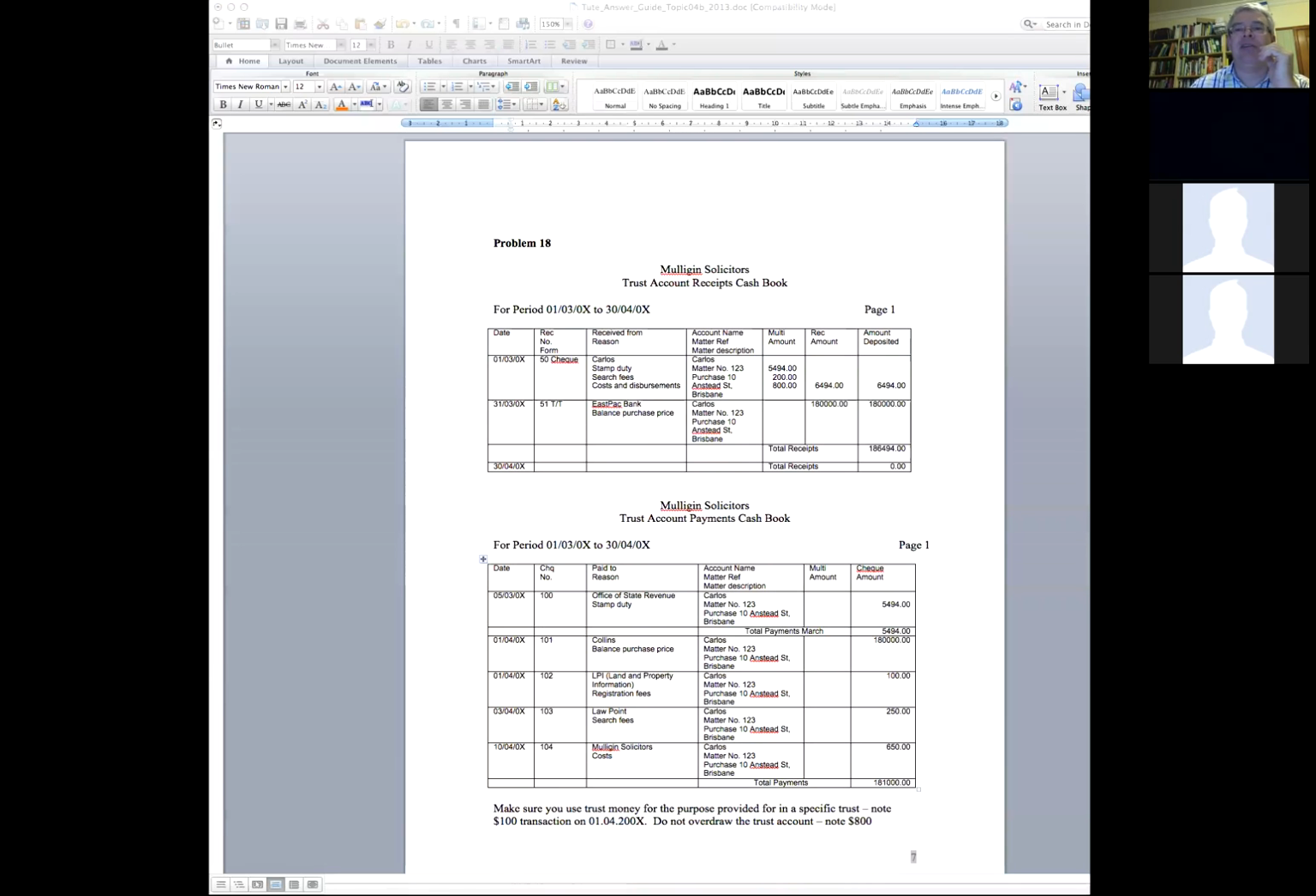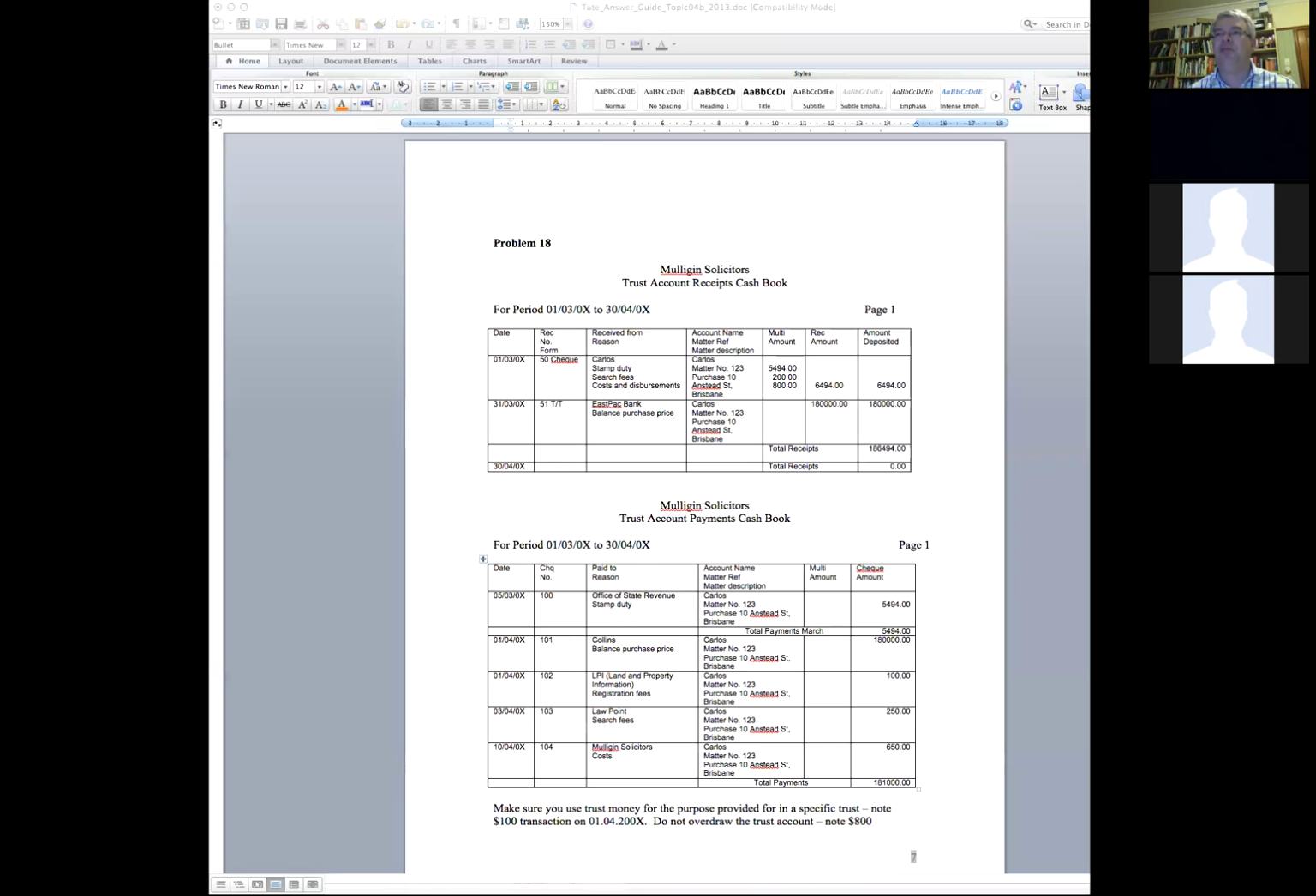Okay, the next thing is to actually have a look at problem 18, because this is where we start to get down into the nitty-gritty of some exercises. It says complete the trust account cash book entries and the cash book summary for March and April for Mulligan Solicitors in relation to a conveyance from Collins to Carlos. You are acting for the purchaser, Carlos, who is purchasing 10 Anstead Street, Brisbane from Collins for $200,000. The matter number is 123.